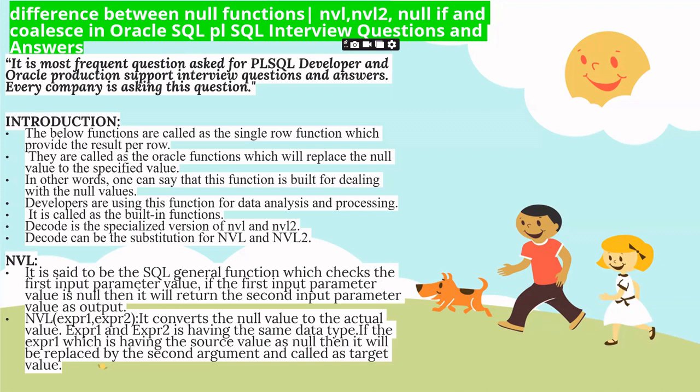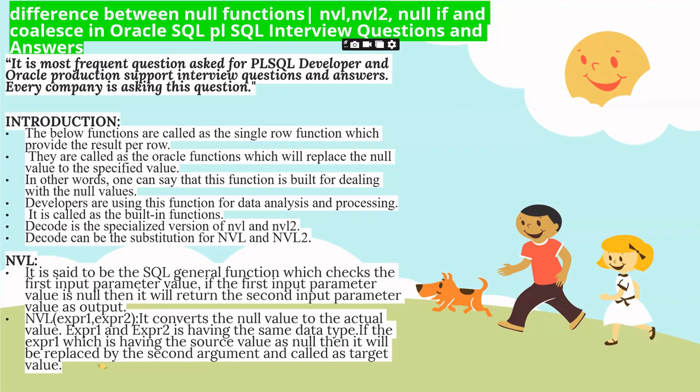These functions are also called single row functions, which provide a result for each row. They are Oracle functions which replace the null value with a specified value. In other words, these functions are built for dealing with null values. Developers use these functions for data analysis and processing. They are also called built-in functions.